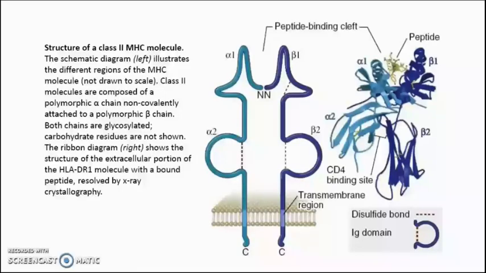Structure of a class 2 MHC molecule. The schematic diagram illustrates the different regions of the MHC molecule. Class 2 MHC molecules are composed of a polymorphic alpha chain non-covalently attached to a polymorphic beta chain. Both chains are glycosylated. Carbohydrate residues are not shown. The ribbon diagram here shows the structure of the extracellular portion of the HLA-DR1 molecule with a bound peptide resolved by X-ray crystallography.